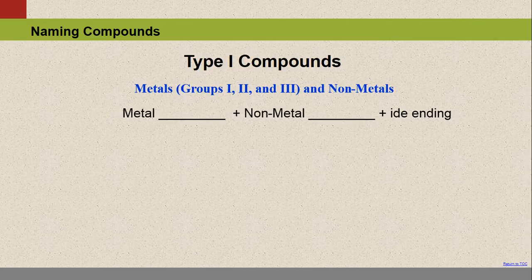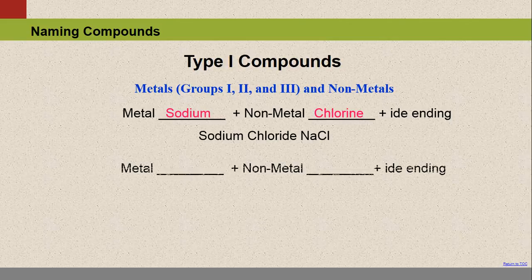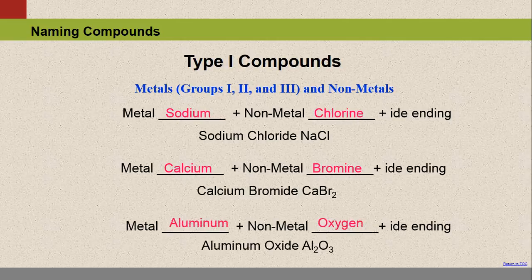Metals are in groups 1, 2, and 3 on the periodic table, and then nonmetals. When we name these, we name the metal first, and then we add the name of the nonmetal plus the "ide" ending. So if we start with sodium and bond that to chlorine, we get sodium chloride. If we start with calcium and bond that to bromine, we get calcium bromide. Or if we start with aluminum and bond that to oxygen, we get aluminum oxide.